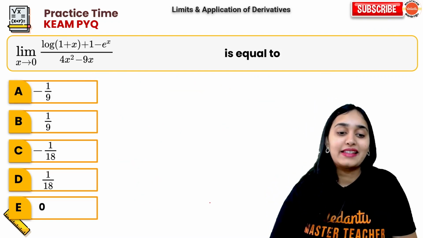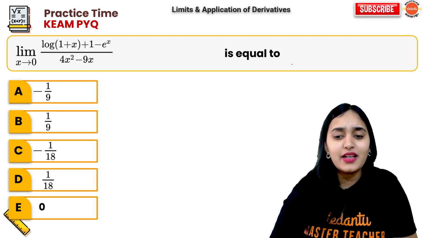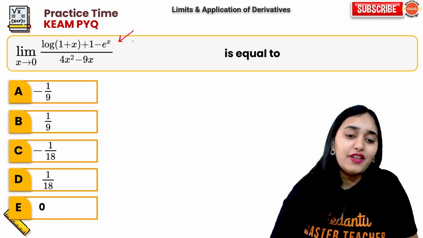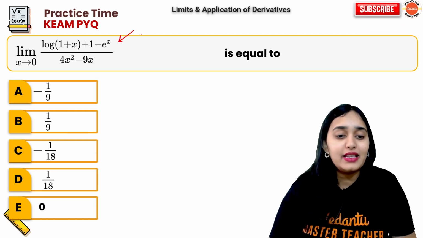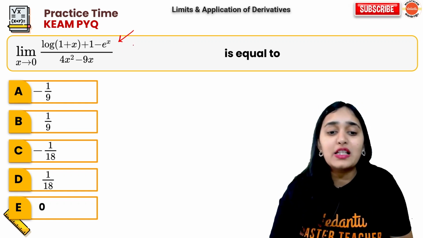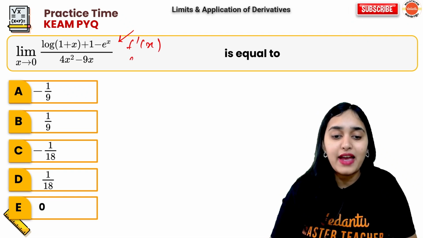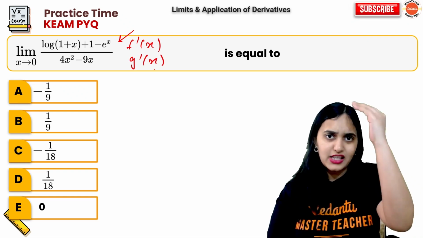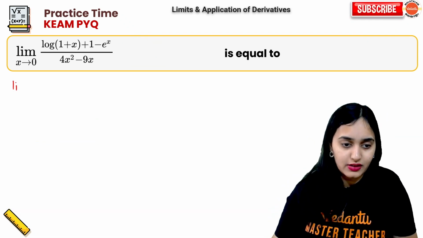Okay. Next, this by this is equal to dash. Now just by looking at the function, I don't know any identity. There is no bracket to be opened. There is no rationalization possible. So I will use L'Hospital's rule. I will find f dash of x, g dash of x. So just find differentiation of both the functions.